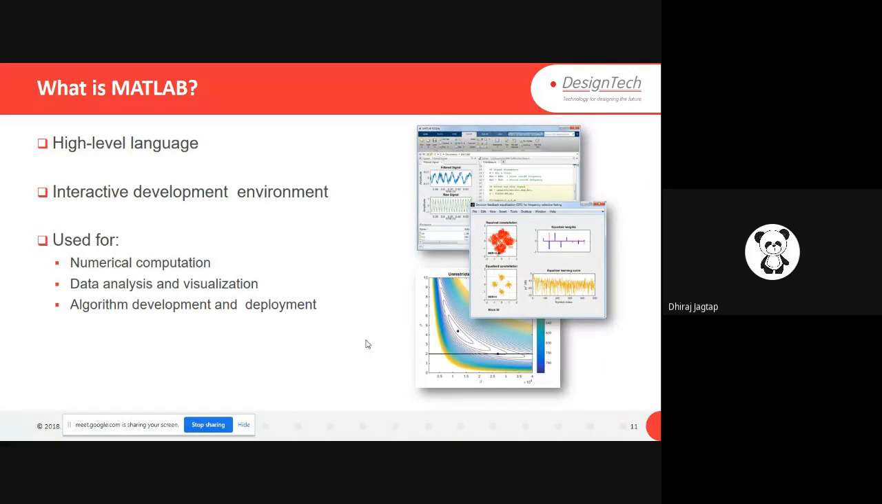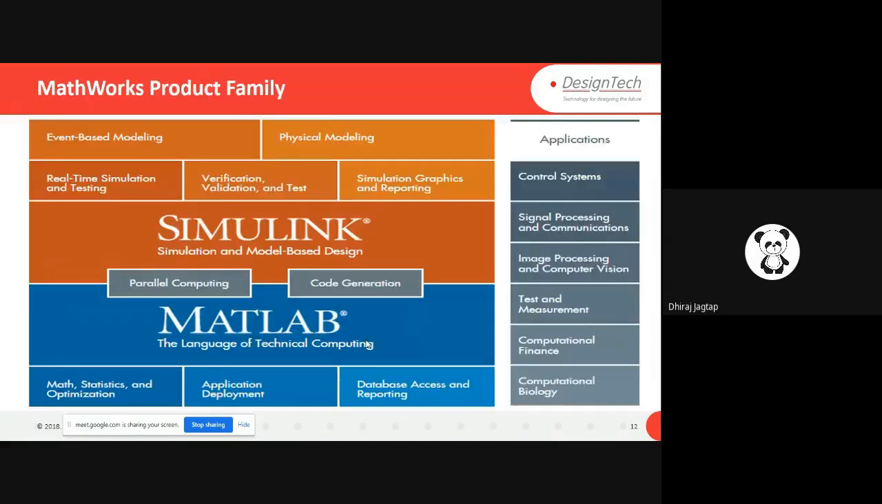MATLAB is also used for algorithm development. Lots of theses and projects are written in MATLAB. If you talk about the community of MATLAB, it is available in MATLAB Central. It is a very good and user-friendly environment to design algorithms, and further you can deploy those algorithms on hardware, without going directly to hardware, so it will save your time.